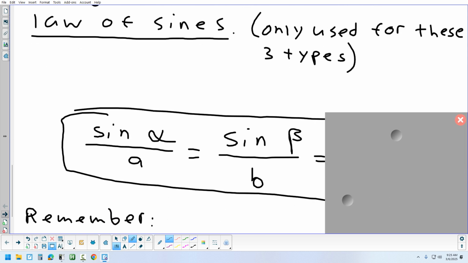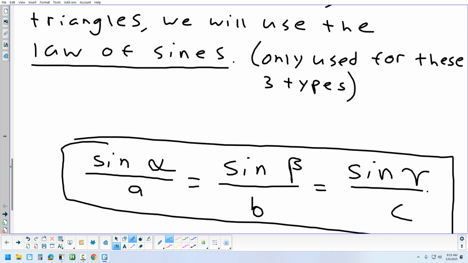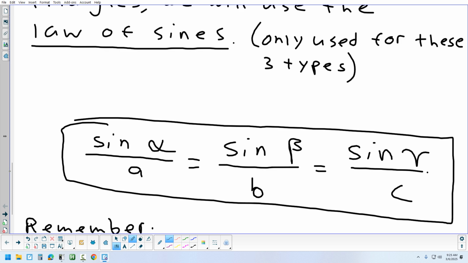Sine of gamma divided by c. Yeah, sine of gamma over c. That is the law of sines. Sine of alpha over A equals sine beta over B, which equals sine gamma over c. When you are using the law of sines, you never have to use all three parts in the same problem at once. You pick two of the fractions and you use them at a time. Either the first two, the last two, or the first one and the last one.